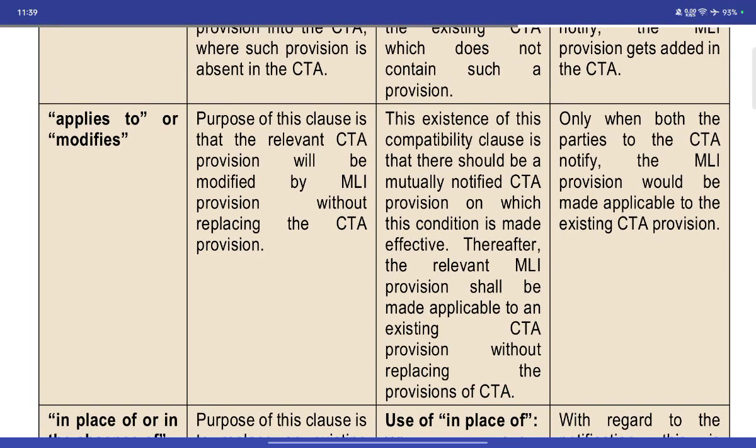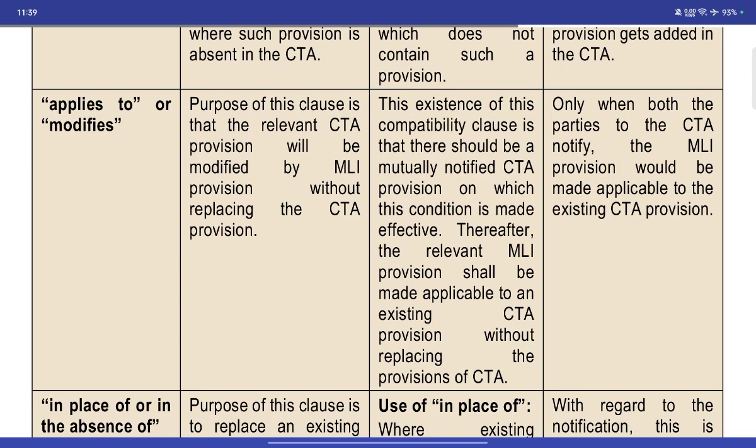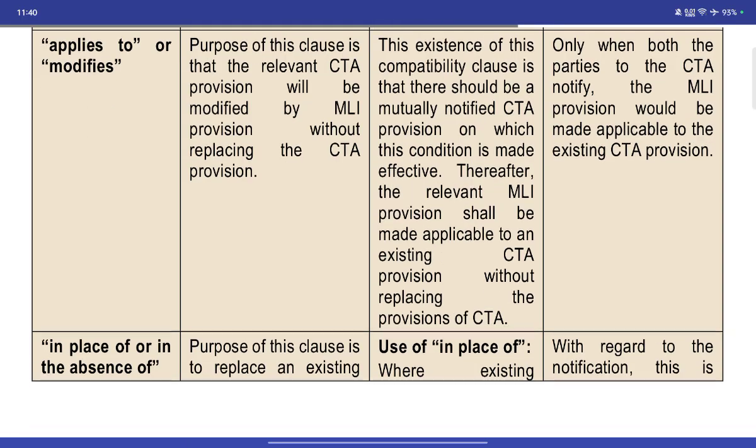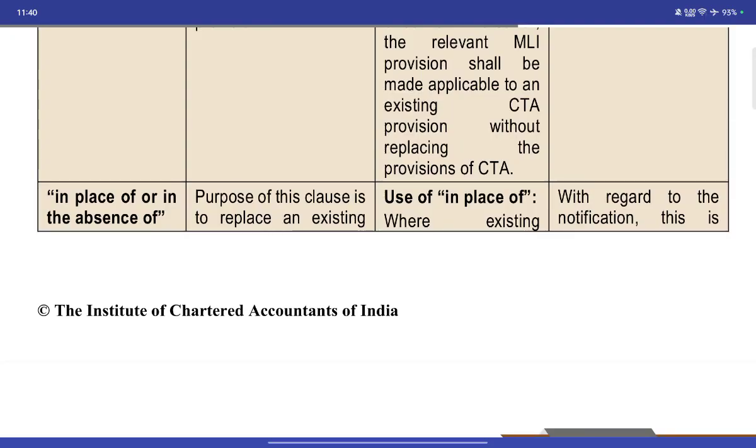The purpose of the clause is that the relevant CTA provision will be modified by the MLA provision without replacing the CTA provision. The existence of this compatibility clause requires a mutually notified CTA provision, which is the condition for making it effective. Therefore, the relevant MLA provision should be made applicable to the existing CTA provision without replacing the provision of the CTA. Only when both the parties to the CTA notify, the MLA provision will be made applicable to the existing CTA, in place of, or in absence of.